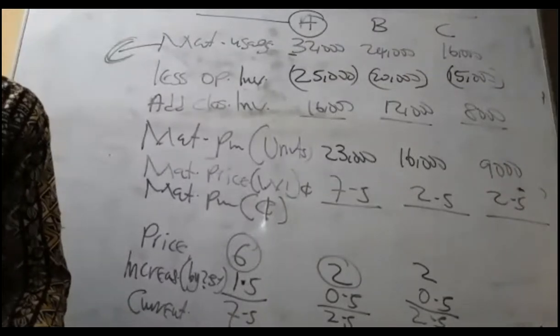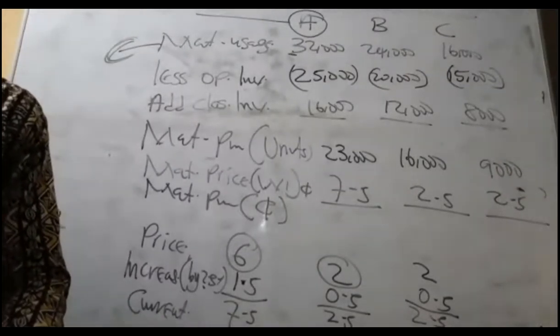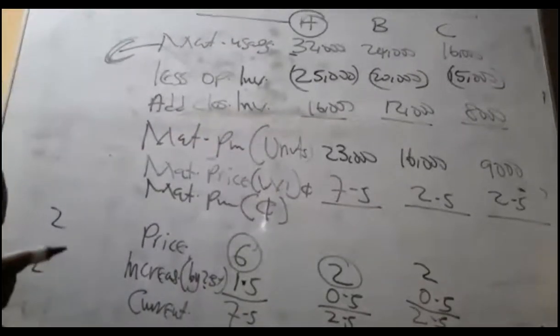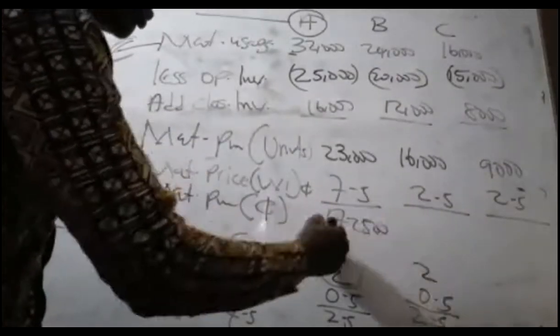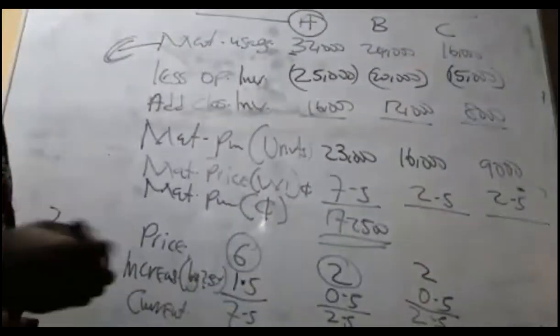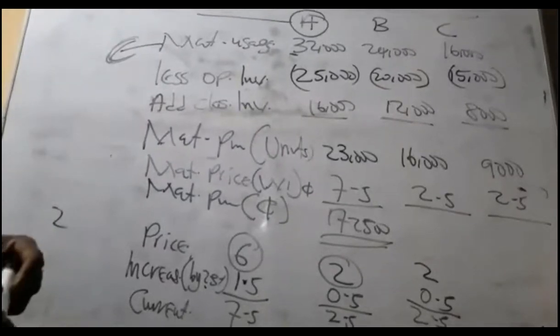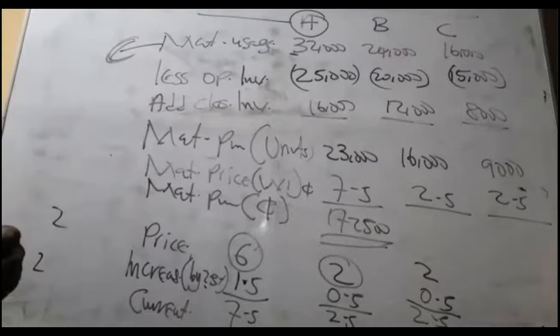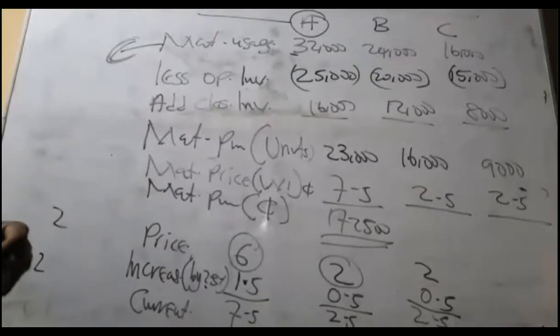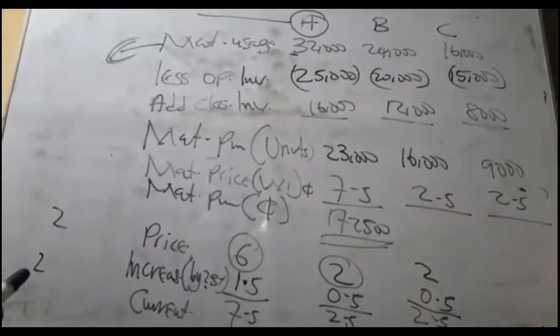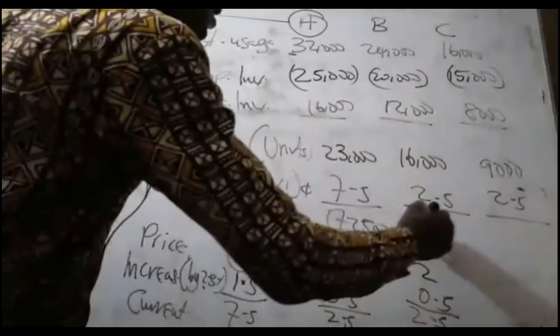Okay, so we have it here. So 23 by 7.5 should probably give us something like 172,500 Ghana cedis. 16,000 by 2.5 should give us plus 24,000. Should give us 24, no, 32 plus 8,000. That's 40,000. I'm multiplying.